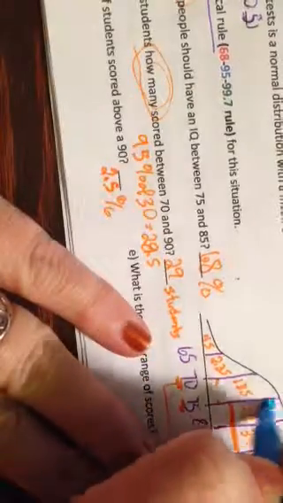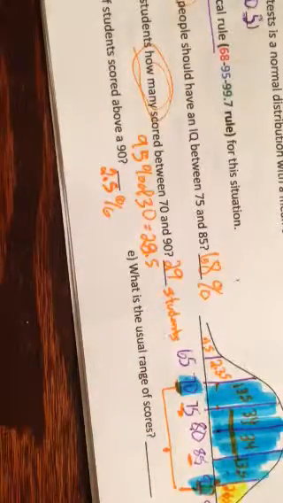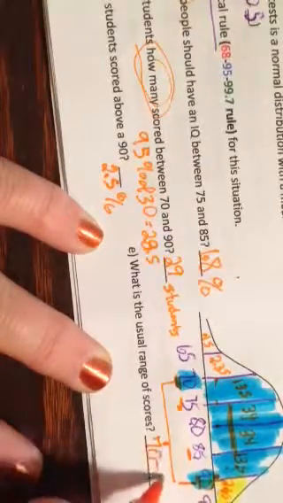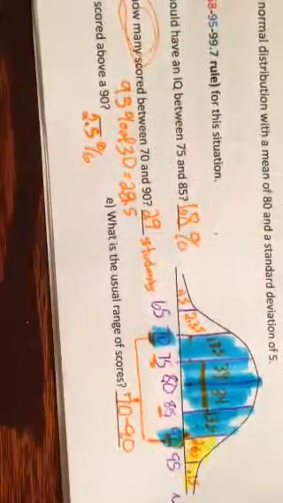What is the usual range of scores? So the usual range is 2 standard deviations, here's the mean, right here in the middle. That's 1 standard deviation, 2 standard deviations. So from here to here, 70 to 90, would be the usual range of scores.